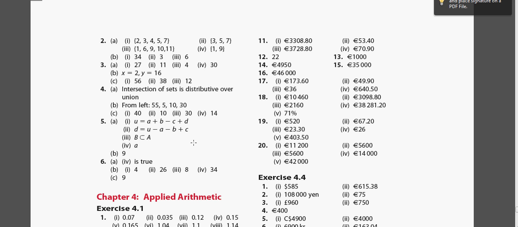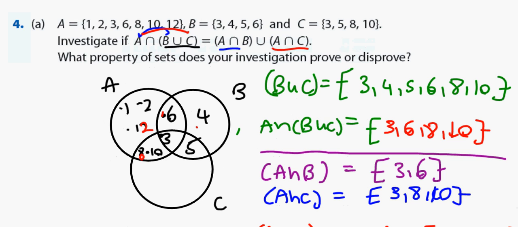Okay, so intersection of sets is just distributive over union, and what this means is that we can do the intersection first and the union second, or we can do the union first and the intersection second. So hence they work both ways.